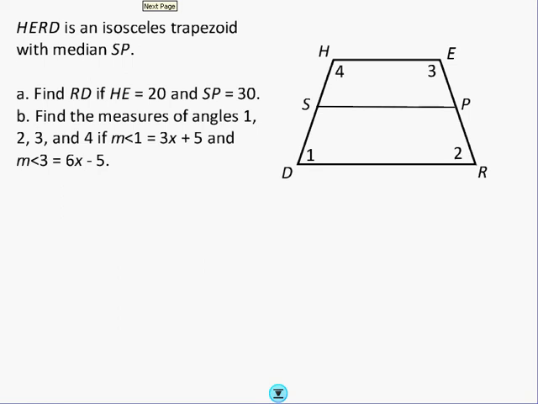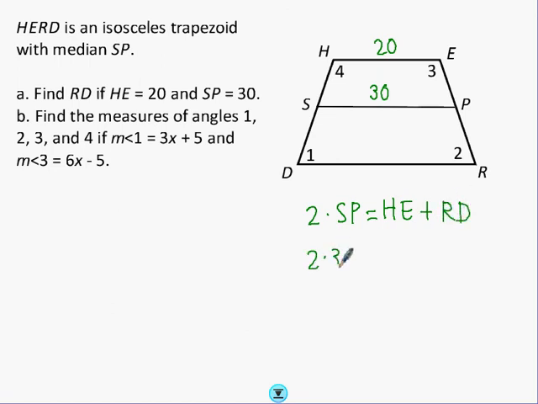So here we have a trapezoid HERD. It's isosceles, they tell us, and SP is the median. First, it says find RD if HE is 20 and SP is 30. So HE is 20, SP is 30. Again, SP is the median, and it is the average of the other two. So which is to say, 2 times SP is going to equal the sum of the bases, HE and RD.